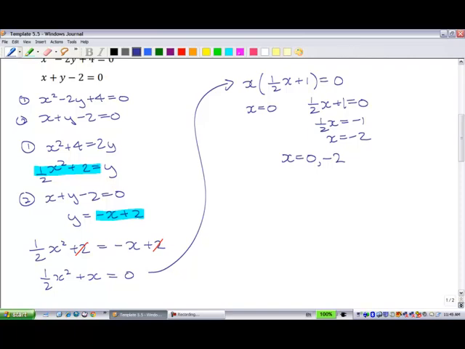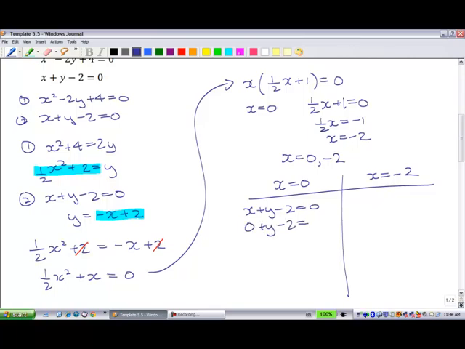Great. We still need to find the y values though. So let's go into a little table here just to break it up a bit. Let's take a look at x equals 0. We can plug it into either equation. I'm going to plug it into the line just because it's a little bit easier to work with, less squaring, no fractions. 0 plus y minus 2 equals 0. So we get y equals 2, and that ordered pair is (0, 2).